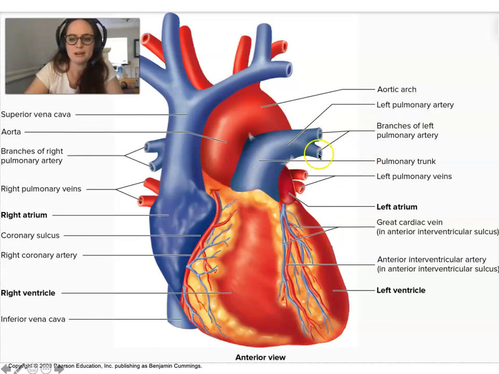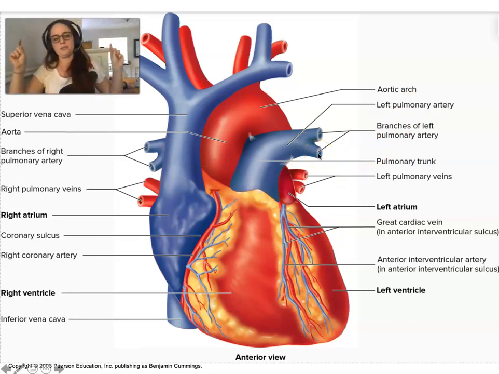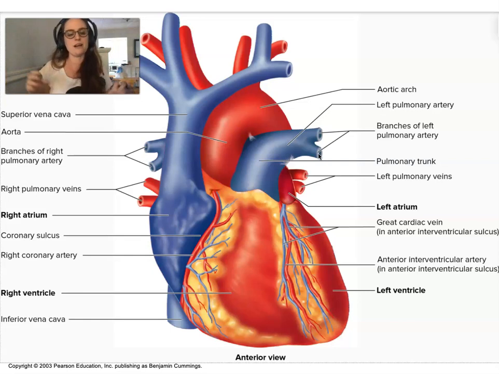Pulmonary trunk to pulmonary arteries, we're taking that deoxygenated blood to the capillaries in the lungs. So away from the heart to the lungs, that's why it's deoxygenated right now. It's going to get oxygenated in the lungs, and the lungs are going to send it back to the left side of the heart via the left and right pulmonary veins.